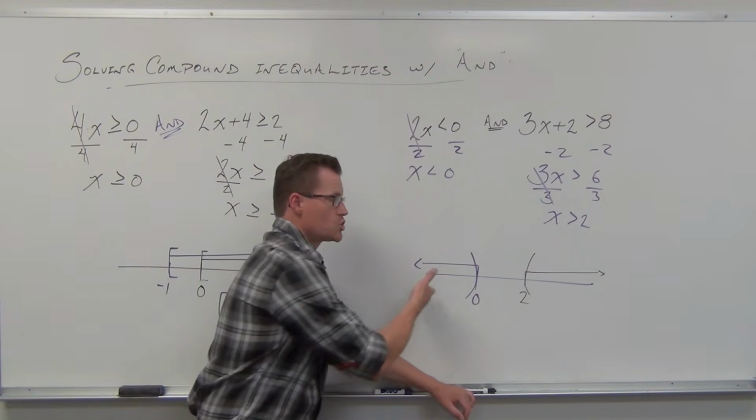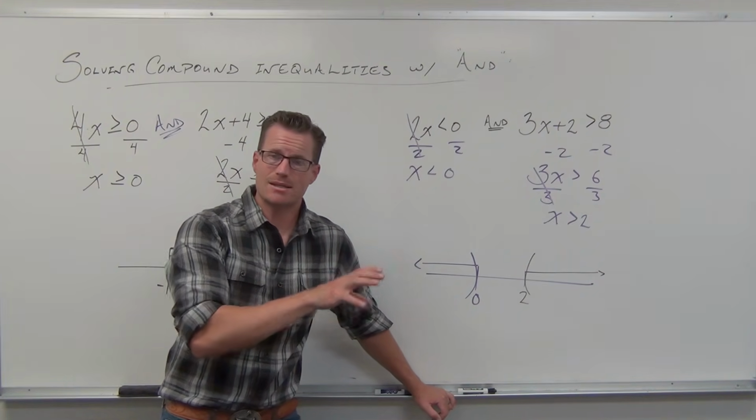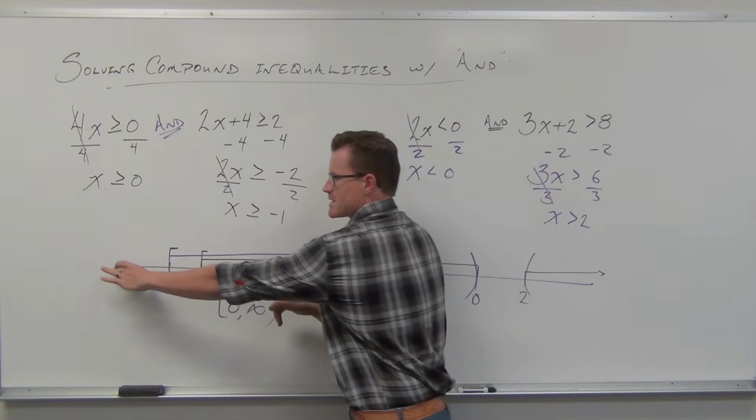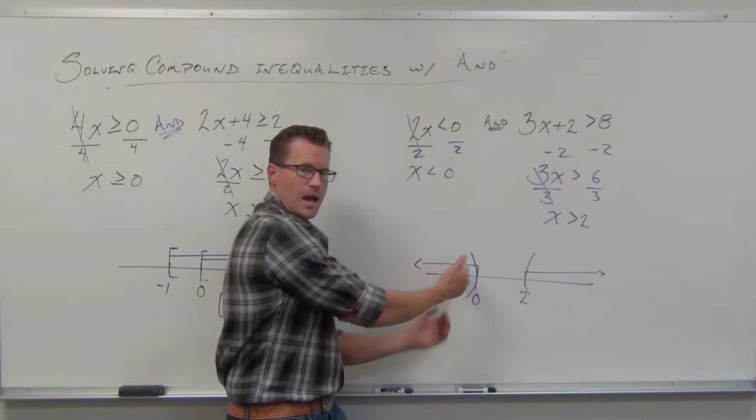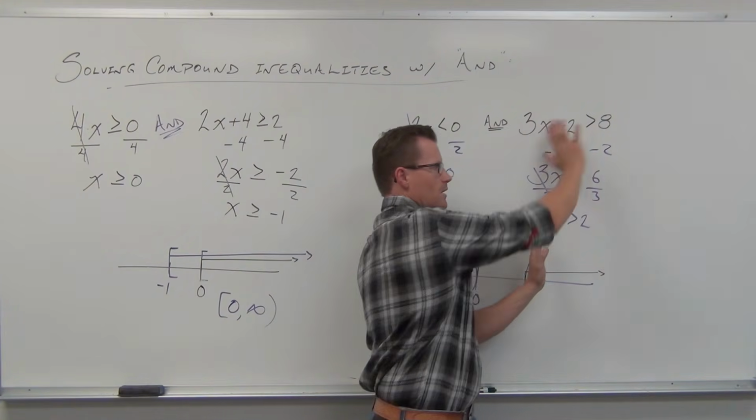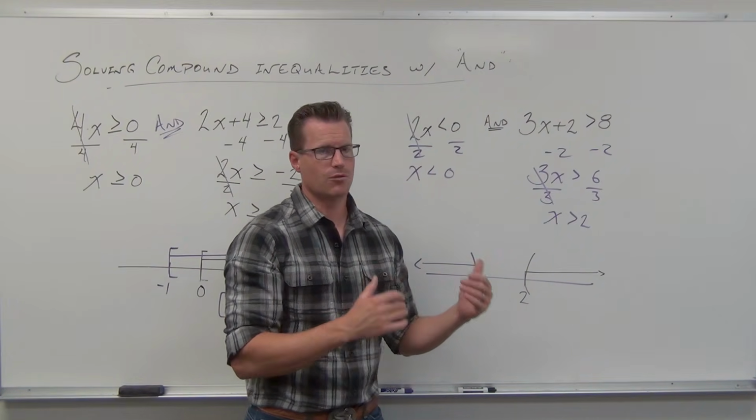But the number line shows us that those numbers don't exist. That's what the word and is telling you. It says, look for the overlap. This is not overlap. This is nothing. These numbers only work here. These numbers only work here. There are no numbers that work for both. Otherwise, we would have had an overlap.